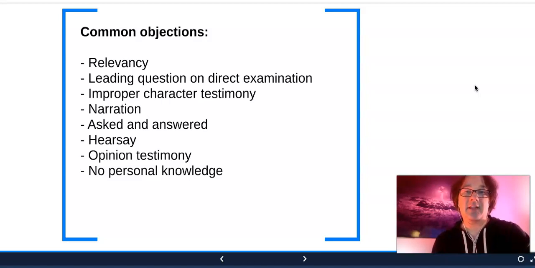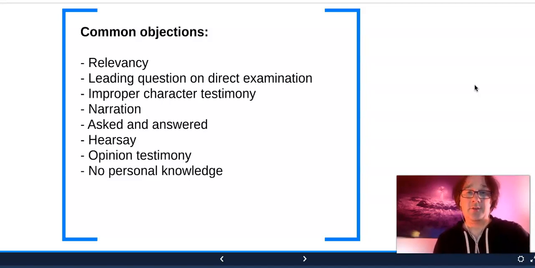Another big one is asked and answered. So objection, asked and answered means you already asked this witness this question, they already answered it. So stop asking them the same question over and over again. It's a waste of time. It can confuse the witness. You might be trying to trip them up. But it also could be prejudicial to the jury if they keep hearing the same question and answer multiple times. They might give more weight to that question and that answer. So you need to be careful about that.